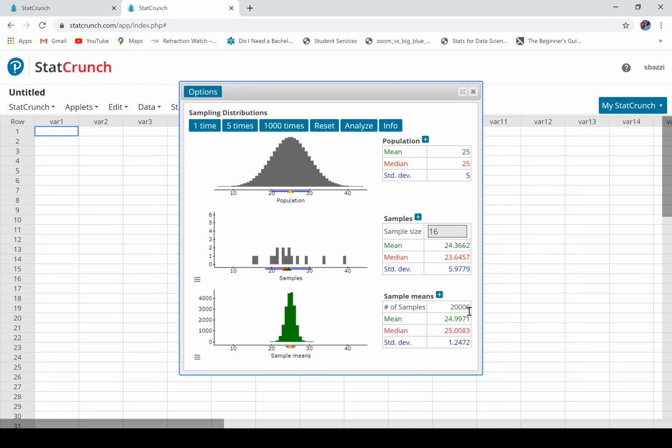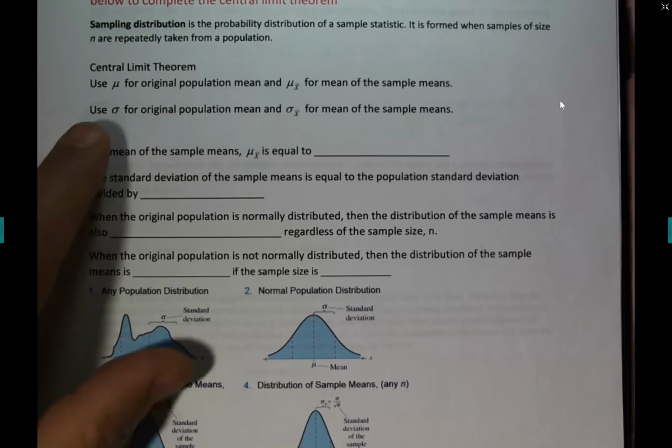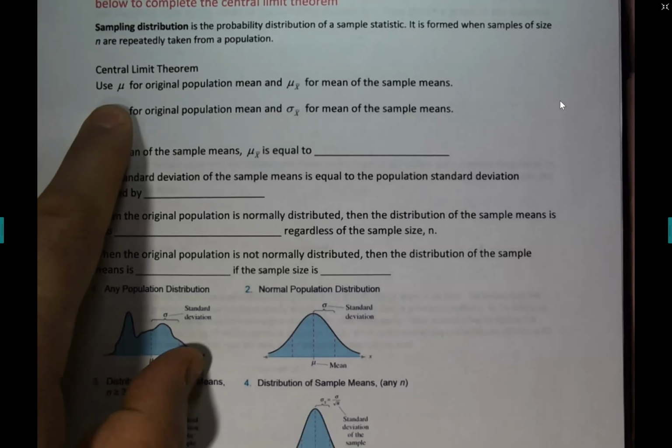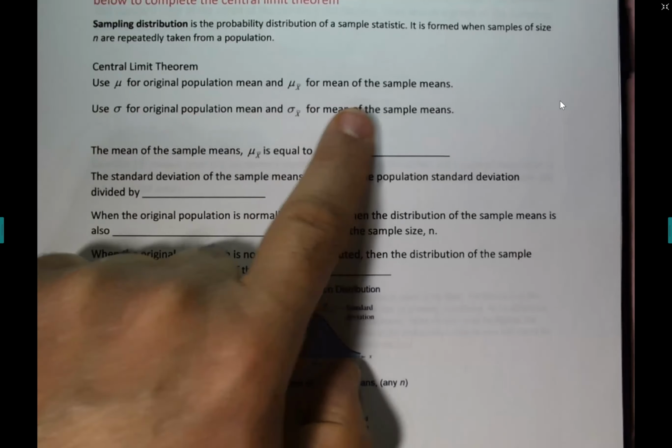Now we're just gonna go back and write some conclusions from this. Okay, so let's put some notes together. It says, watch the simulation demonstrated in class carefully, then write your observations below to complete the central limit theorem. So the central limit theorem. Use mu for the original population and mu of x bar for the mean of the sample means.